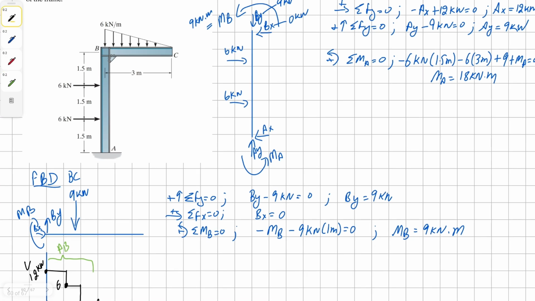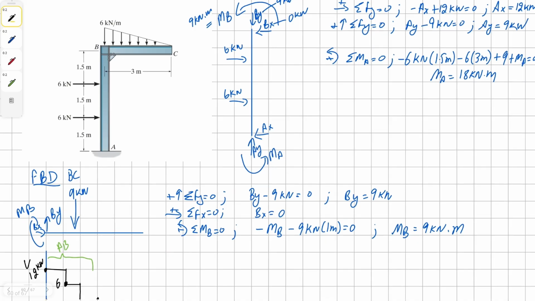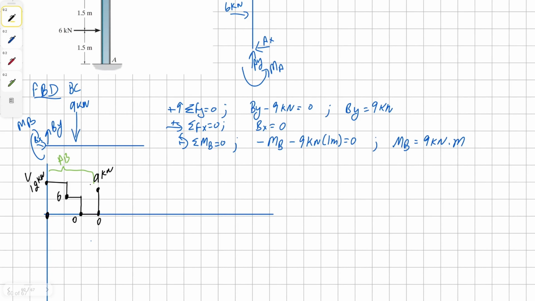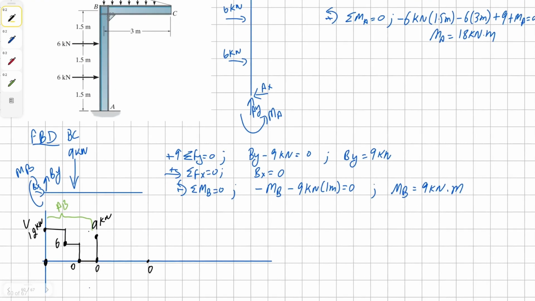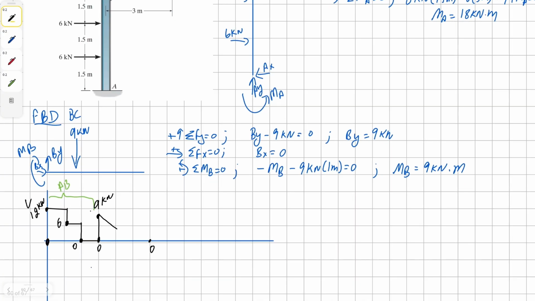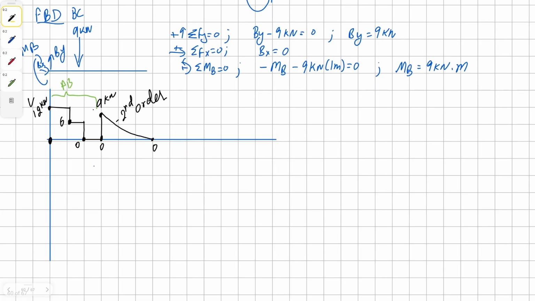Okay, and now for section BC, we get pushed up by By, which is 9 kilonewton. And then, pardon me, not 1 meter, over 3 meters, we get down to 0. And the curve is going to be concaving upward, a second order curve. Alright, so that was our shear.